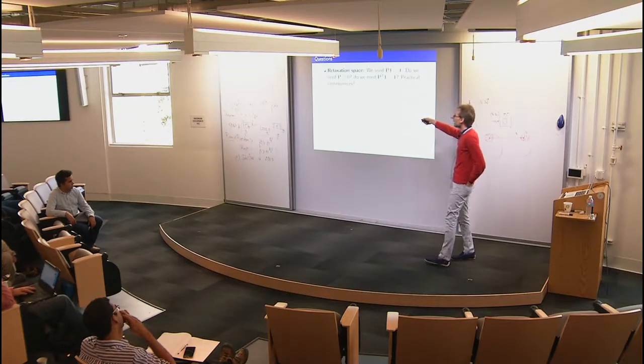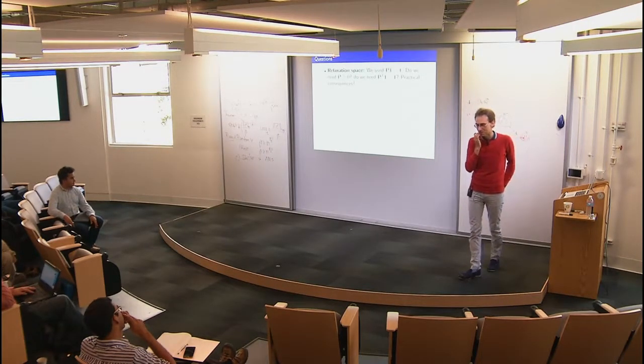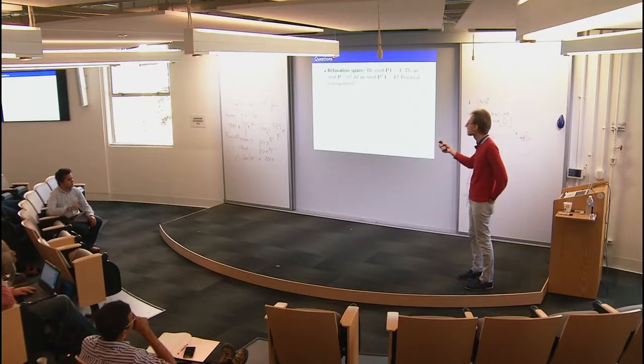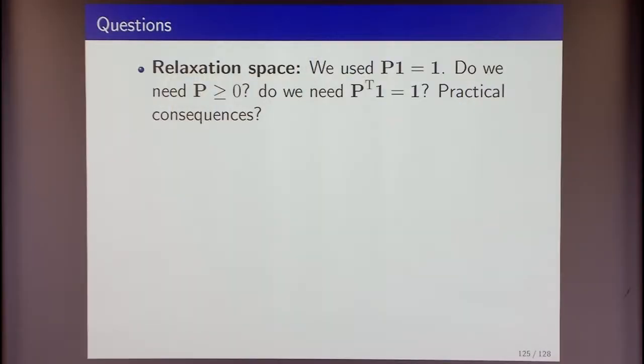So how exactly to choose the relaxation space? It looks like some constraints, like this set of constraints, are unimportant. We didn't use them anywhere. And actually, if you try adding them in practice, I haven't seen any empirical evidence of their usefulness.